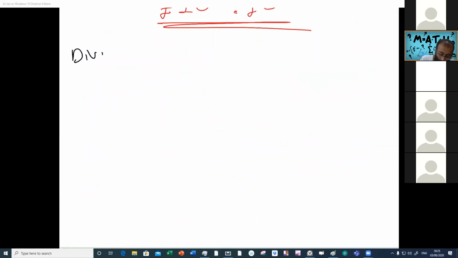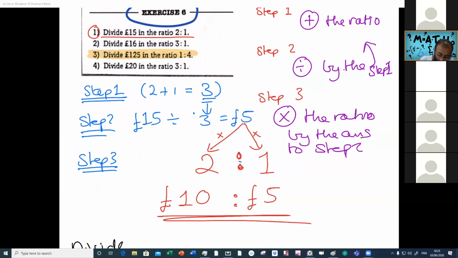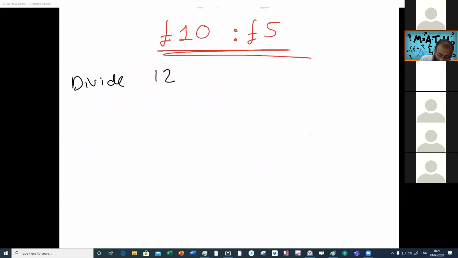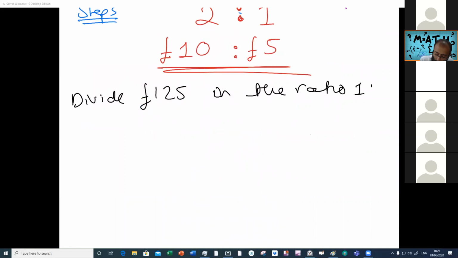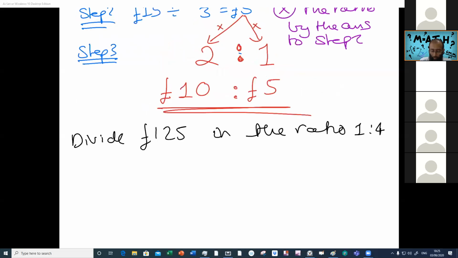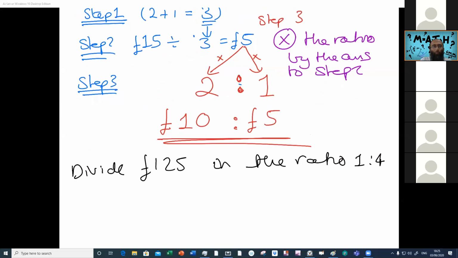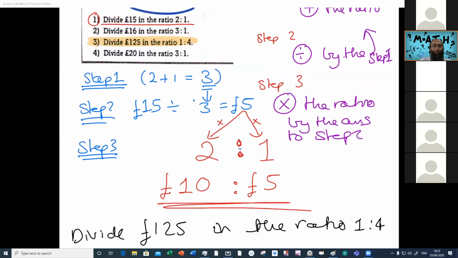Divide 125 in the ratio, what was the ratio again? 1 to 4. Okay, so that's the question, Ibrahim. Now let's try to do the question a bit neater, a bit clearer, and a bit easier than what we just did there. That's basically breaking it all down step by step.